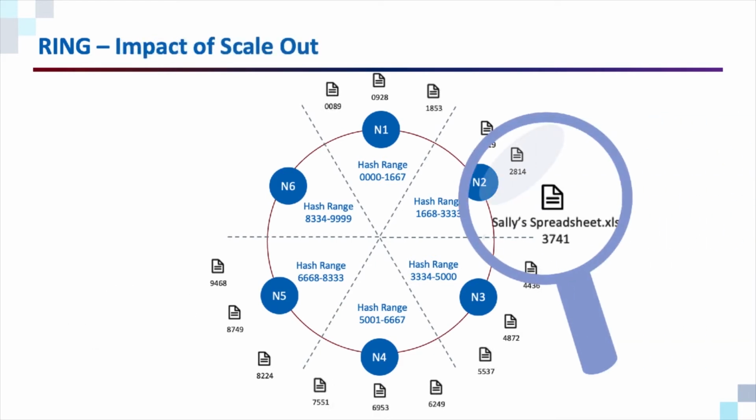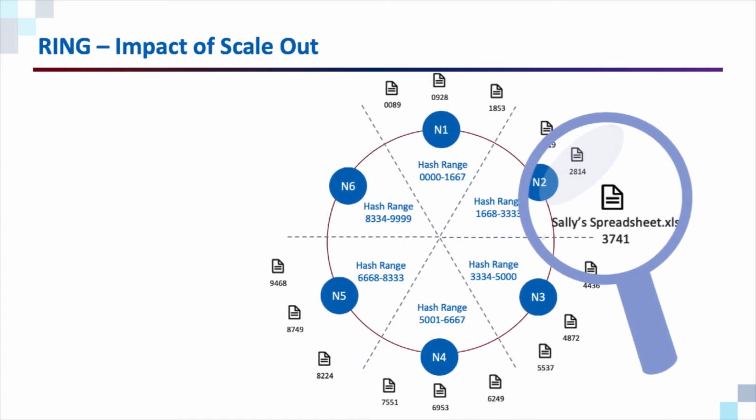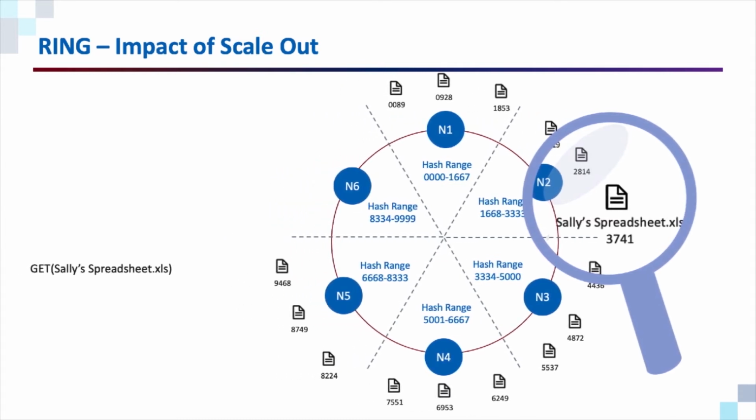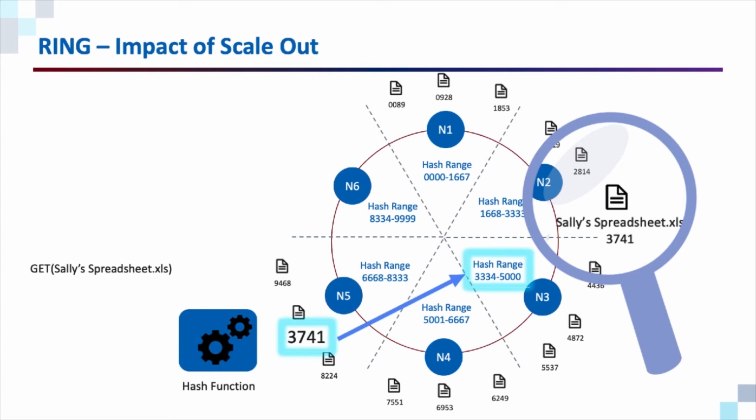But what does that do? Remember Sally's spreadsheet sitting on node 2. So now that we've scaled out, when Sally wants to get her spreadsheet back, the name is run through the hash function 3741, but now 3741 is pointing to the partition being managed by node 3. So Sally's spreadsheet is on the wrong node. Now Sally will get her spreadsheet back.